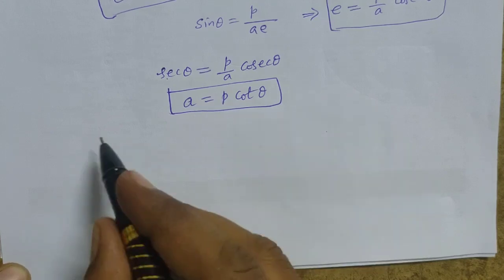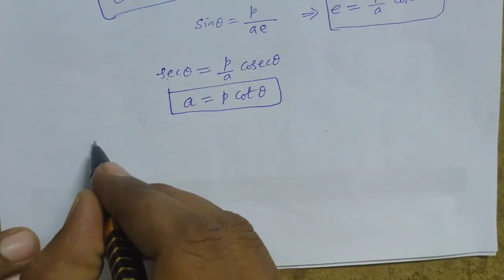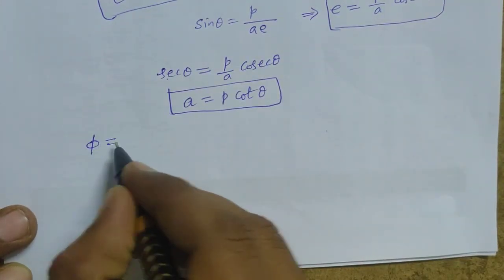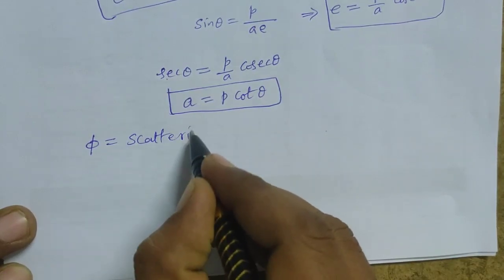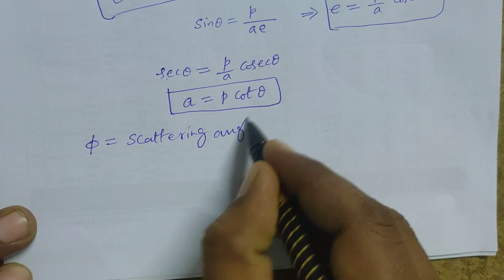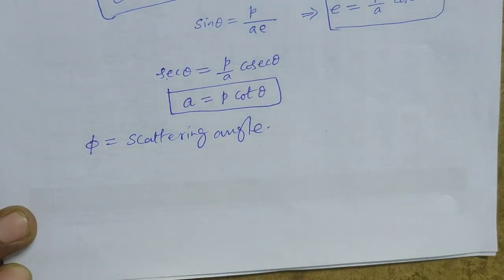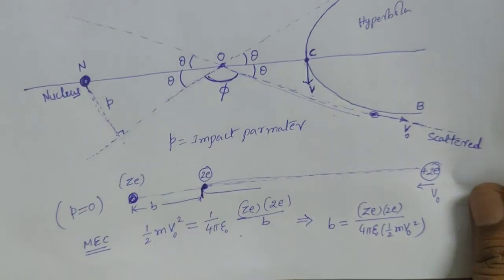Okay, so the next point will be phi. What is this phi? It is the scattering angle. So we can correlate that scattering angle and this angle theta. See, here we can correlate.